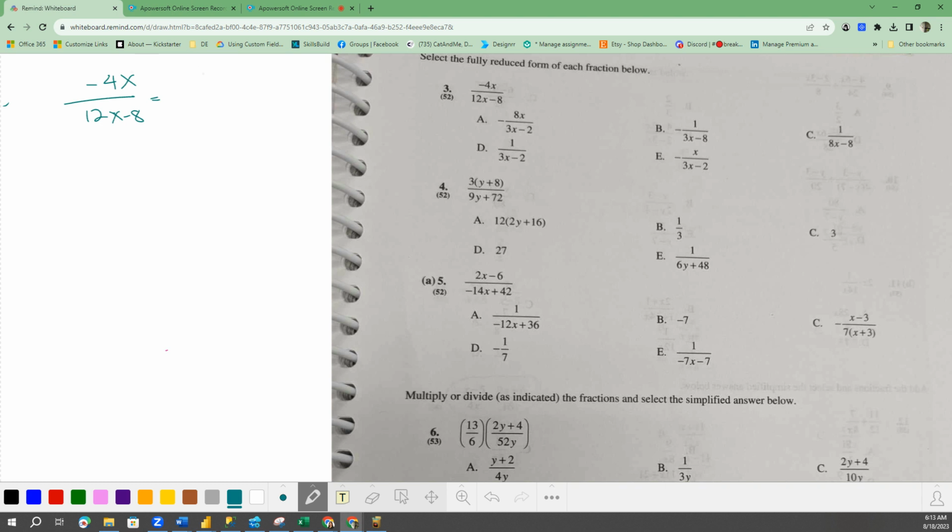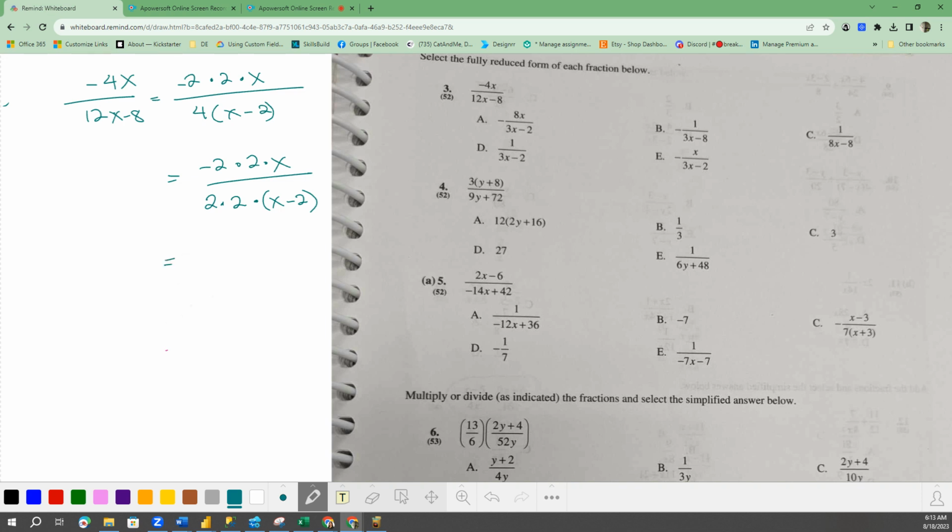Okay, so the numerator, you can factor that as negative 2 times 2 times x. And then 12x minus 8, you can start by factoring out 4, then you will have x minus 2. Okay, but then the 4 can still be factored out, so negative 2 times x. The 4 can be factored out as 2 times x minus 2. So I just factored 4.